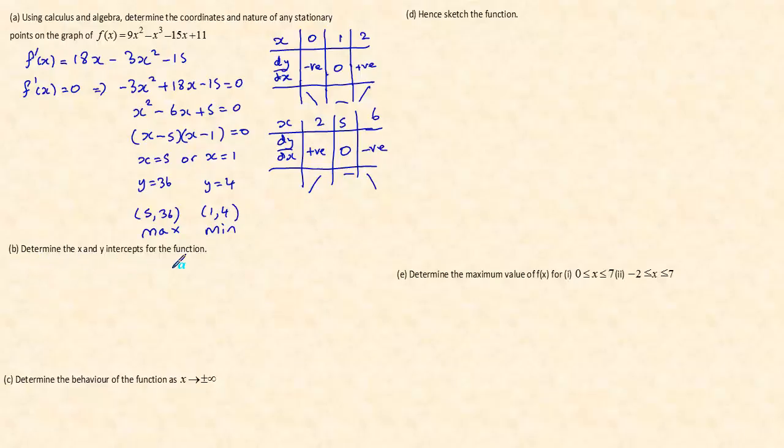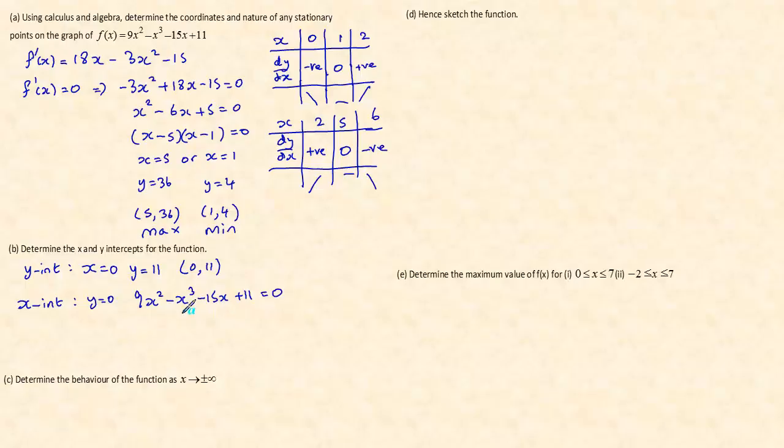We now want the x and y intercepts for the function. So the y-intercept, that's when x is equal to 0. So that would give me y equals 11. So we've got (0, 11). And for the x-intercepts, that means that y is equal to 0. So that would give me 9x squared minus x cubed minus 15x plus 11 is equal to 0.